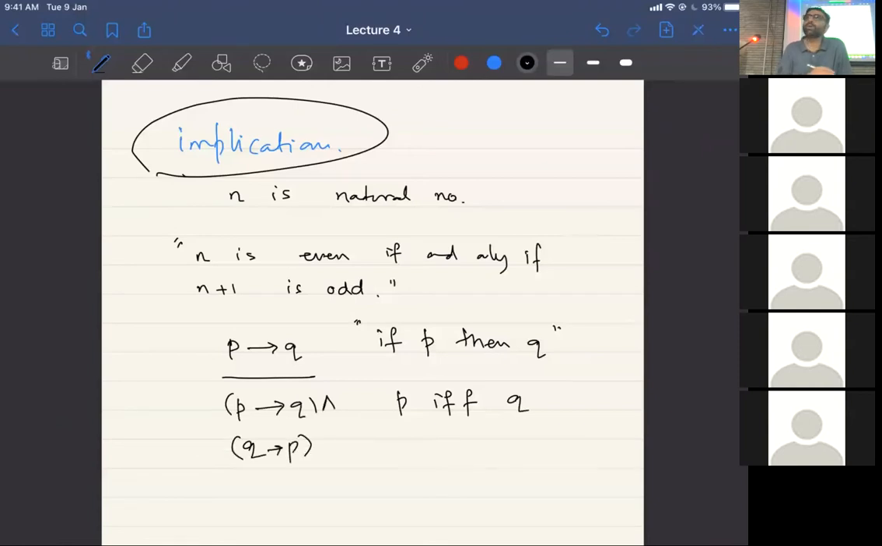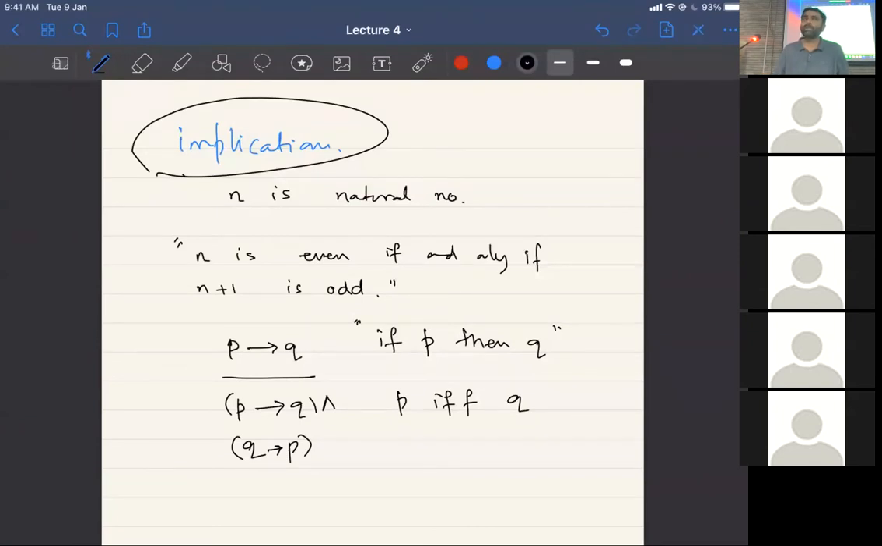So it goes in both directions, right? It is from left to right as well as from right to left. So it means that n is even if and only if n plus 1 is odd, and it also means that n plus 1 is odd if and only if n is even. So it goes both ways. And not all mathematical statements are bidirectional or if and only if. There are some statements which are just one direction. They do not go in both directions.